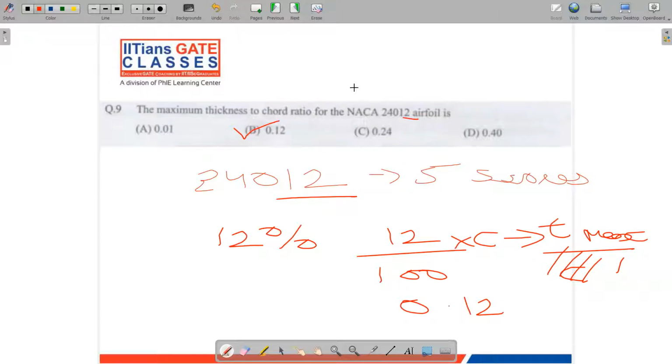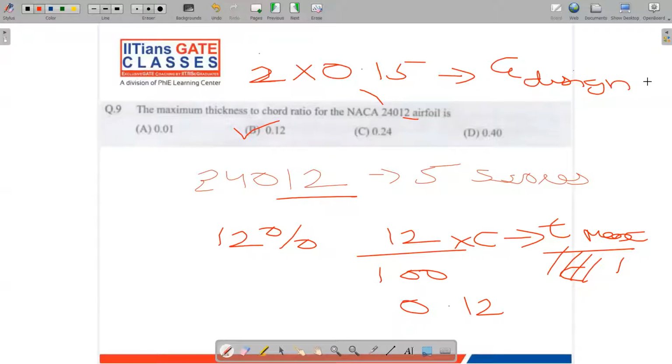And just to talk a bit more in detail about what the other digits mean. The first digit, that is 2 in this case. If I take the first digit and multiply it by 0.15, I get the design CL. Design CL is basically the optimal value of CL over which this airfoil can be used, or the CL value for which this airfoil was designed and gives the best performance.